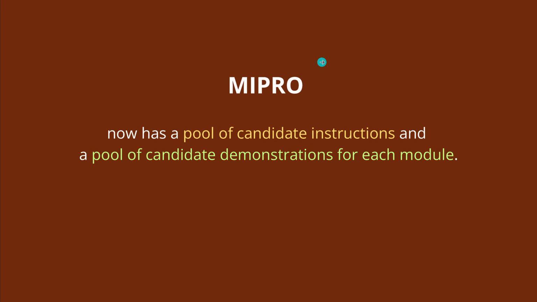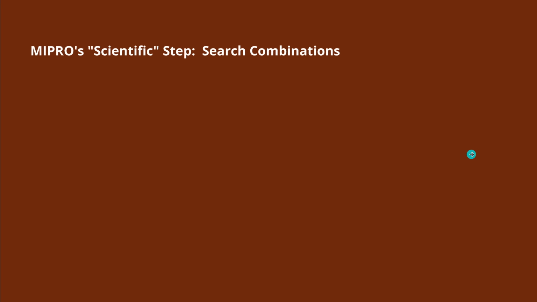So what is the state in our optimizer? We have now, with MIPRO, a pool of candidate instructions and a pool of candidate demonstrations for both of our modules. Now comes the, if you want, scientific step: the search combination. You want not just to know the complete result, but you say, I have multiple modules, and I want you to check each combination of each other module. So let's do this.